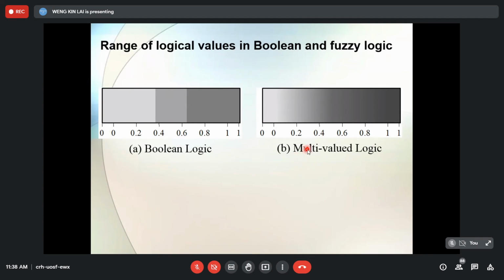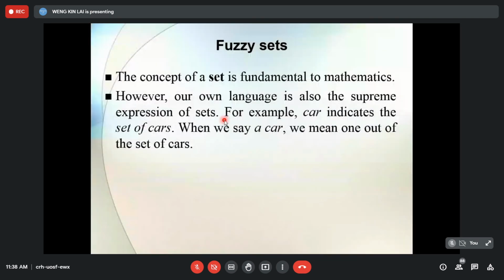Multiple value logic, no such thing. There's no discrete threshold. Every value stands on its own, as you can see here. So, fuzzy sets now. Let's move a little bit backwards and then go look at fuzzy sets. It's a quick detour to look at fuzzy sets.